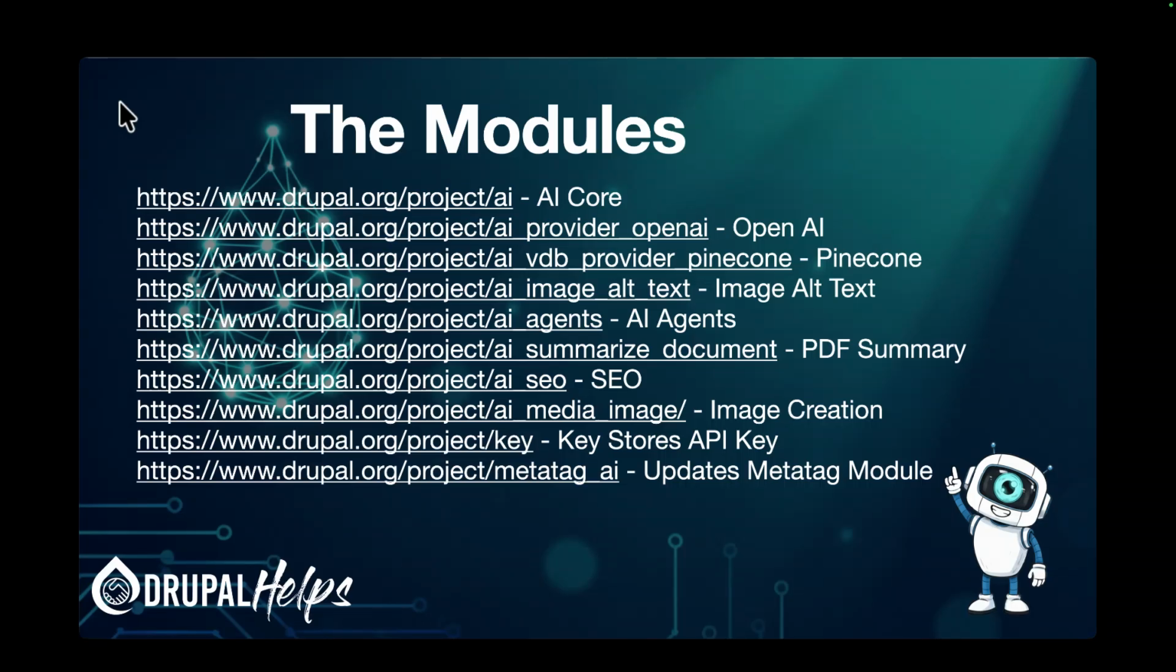And Metatag AI is a module that ProMetSource has put out. It's okay, but you don't need it. You can do it with agents faster and better, in my opinion. But if you use the Metatag module, which I'm assuming pretty much everybody does, that can automate your meta tags for the Metatag module. But again, you can do that with agents just as easily without that hassle.